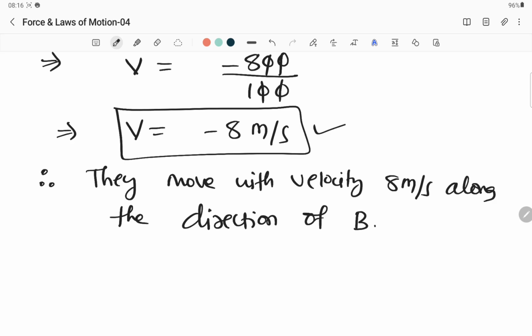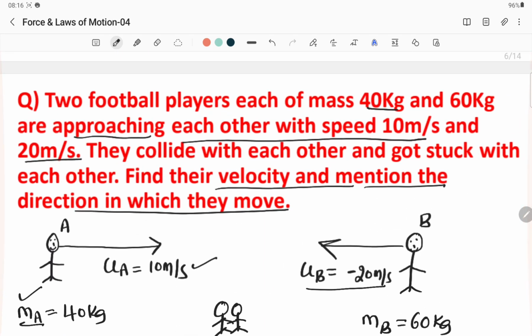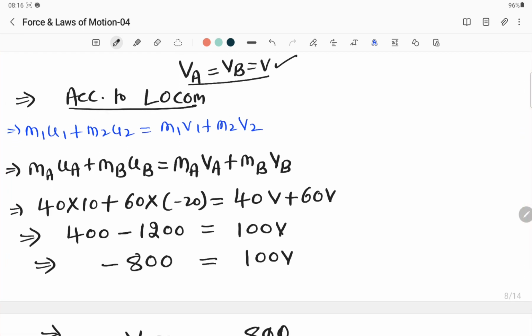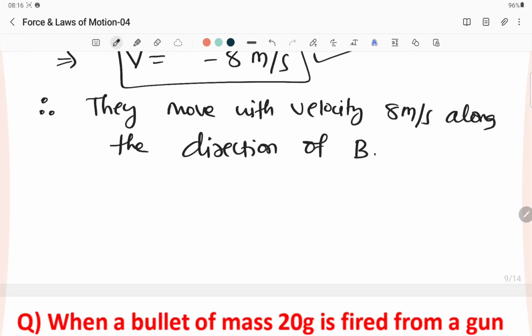If we would have got this as positive, then we would have said they moved along the direction of A, because the velocity of A is positive, no? So if we got the positive answer, then we would have said they are moving along the direction of A. But as we got the negative answer, we have to say they are moving along the direction of B. Alright, I hope you are getting a lot of inputs from these questions.